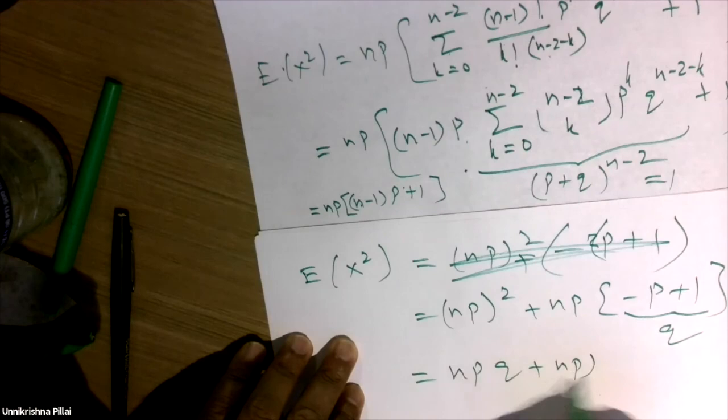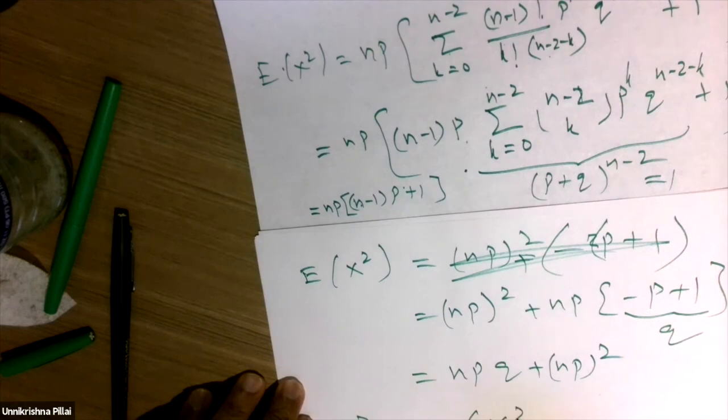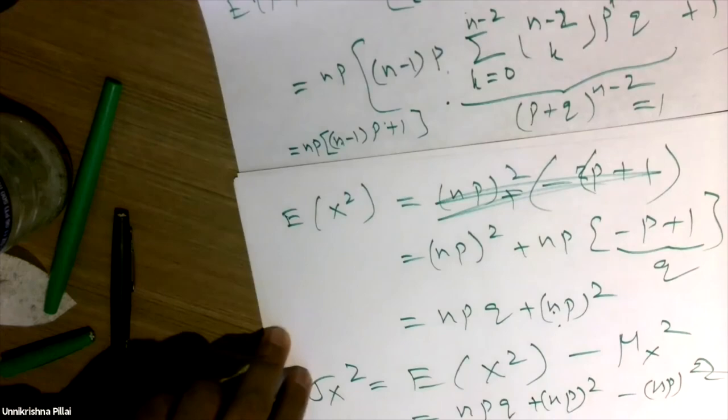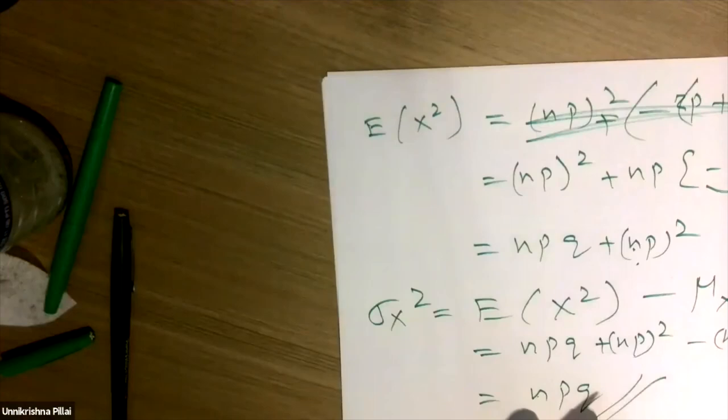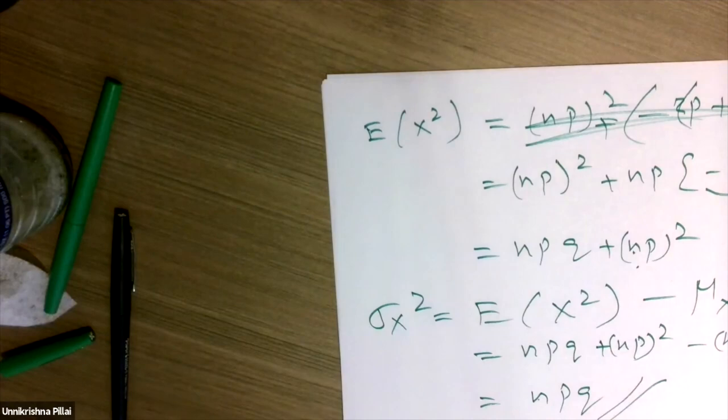That's the answer. So variance is expected value of X squared minus mu X squared. Mu X is np. So this is npq plus (np) squared minus (np) squared. So this becomes npq. So this is also a famous result. If X is binomial, then mean is np, variance is npq.